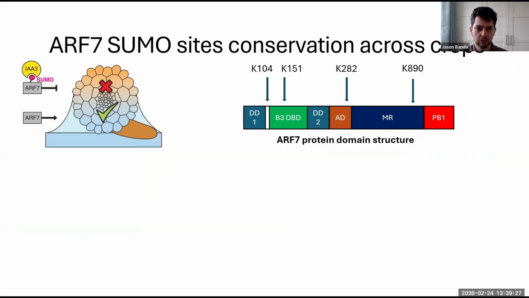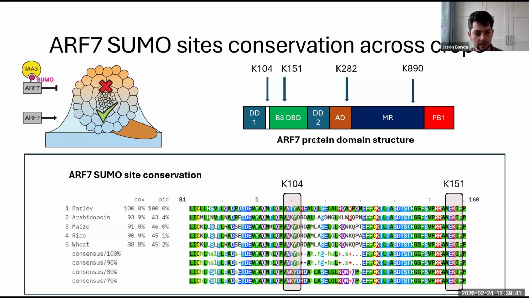We have this on-off switch by SUMOylation, and if we look at the protein domain structure, we could actually find four SUMO sites spread around the protein, all in different domains. If you look at the conservation of these, for example in barley, maize, rice, and wheat, we can see that they're also quite highly conserved, some of them more than others. So they could potentially be hotspots for protein modification that could drive the activity of proteins, or deactivate certain proteins if necessary.